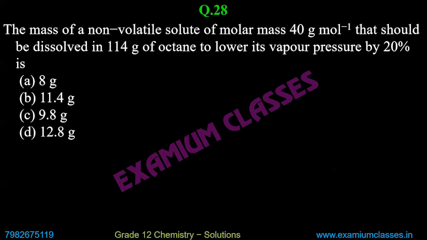Next question. The mass of a non-volatile solute of molar mass 40 gram per mole that should be dissolved in 114 grams of octane to lower its vapor pressure by 20% is. Now this question is again very easy. You just need to understand 20% means 20 gram in 100 grams and you will get the answer. So write P naught minus P divided by P, lowering in vapor pressure, will be equal to N2 by N1.